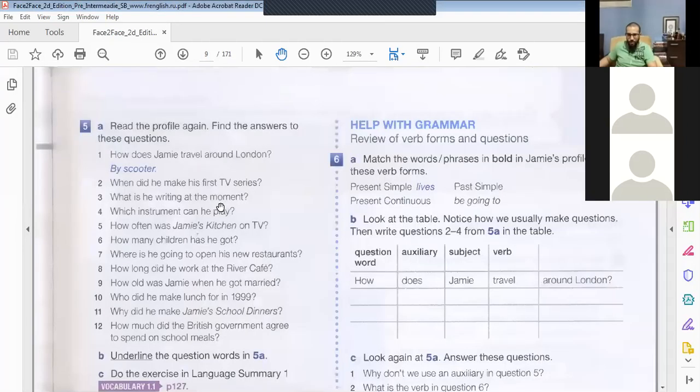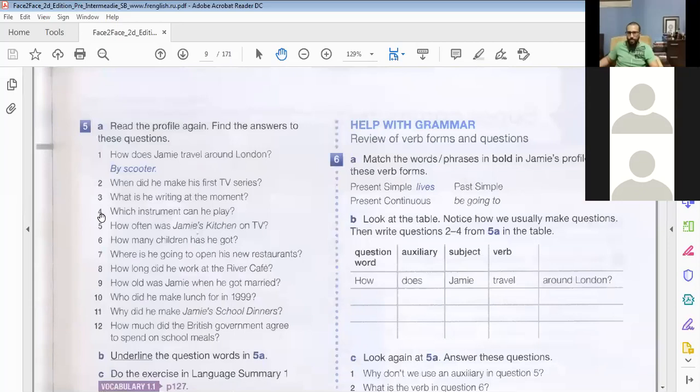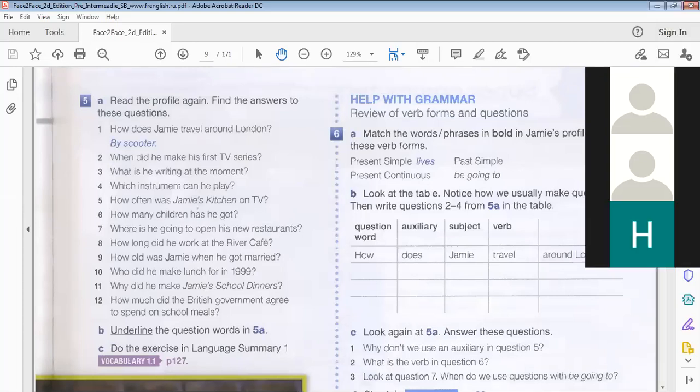Okay, second question. What is he writing at the moment? A new book of recipes. Correct. He's writing a new recipe book. Where does it say? Yeah, this is it. A new book of recipes. Okay, what about number 4? Which instrument can he play? The drums. The drums is correct. Yeah, he can play the drums.